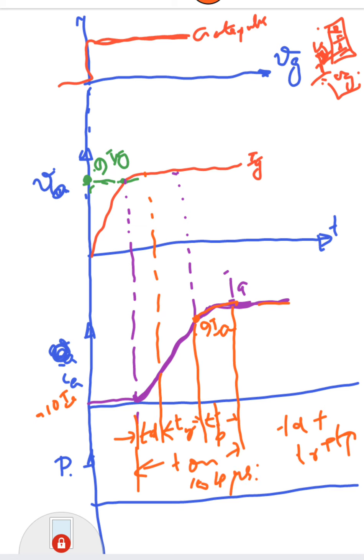So the idea is very simple. You supply a gate pulse. This is a pulse voltage. Slowly the gate current increases. Once the gate current has reached 90%, anode current starts to flow. This is anode current.